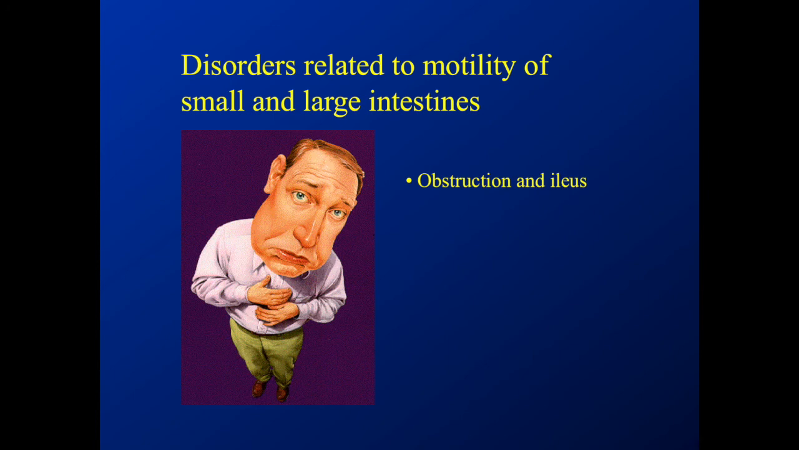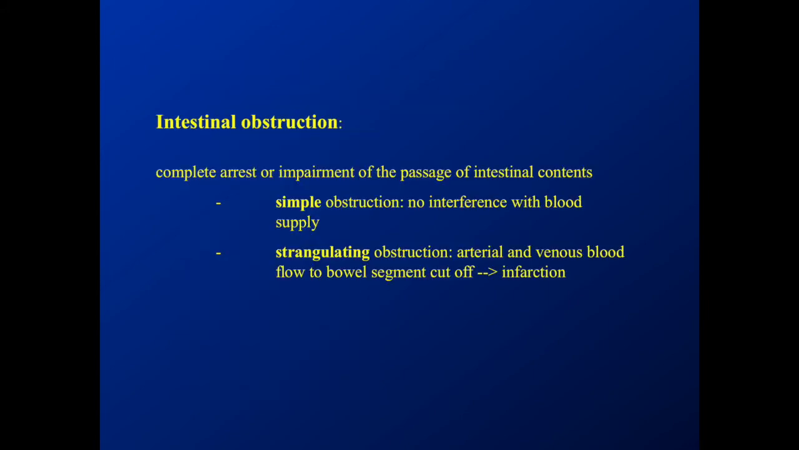Just want to talk about the disorders related to the motility of the small and large intestines. Mainly want to talk about obstructions and what they do and how you can see them. So obviously an intestinal obstruction causes complete arrest of the flow of contents through the intestine. And a simple obstruction has no effect on blood supply, and then you have a strangulating obstruction, which shuts off arterial and venous blood to the bowel section, and this causes an infarction where you can get atrophy, etc.